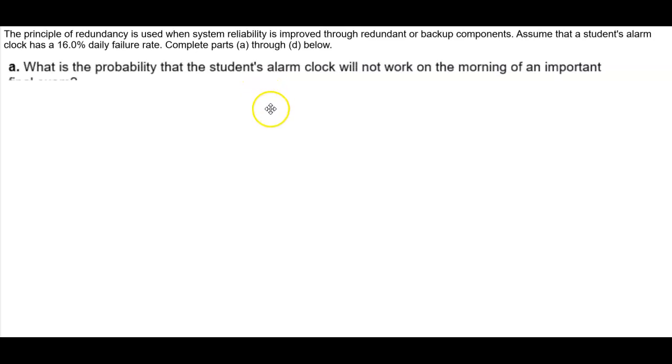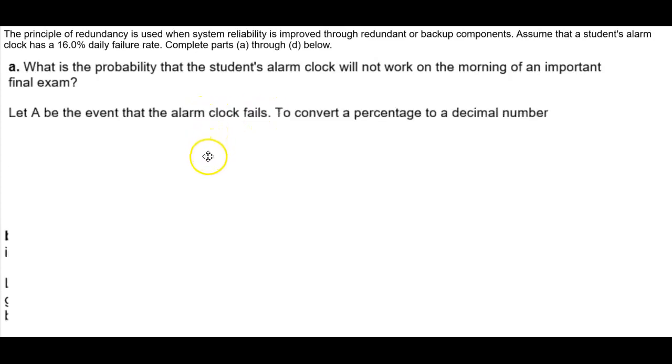The principle of redundancy is used when system reliability is improved through redundant or backup components. Assume that a student's alarm clock has a 16% daily failure rate. Complete parts A through D below. What is the probability that the student's alarm clock will not work on the morning of an important final exam?